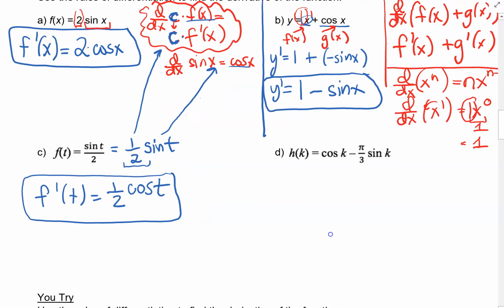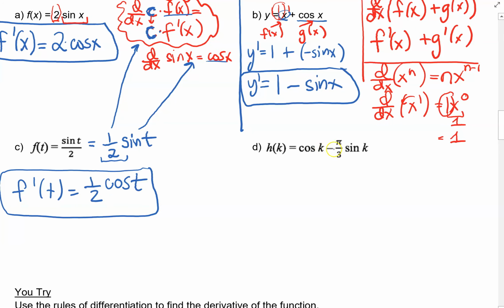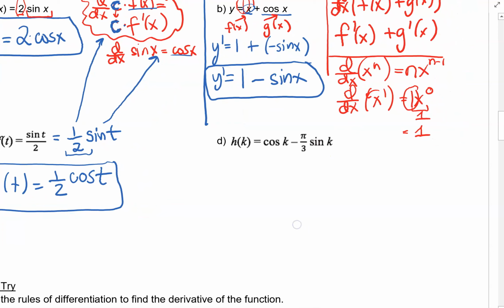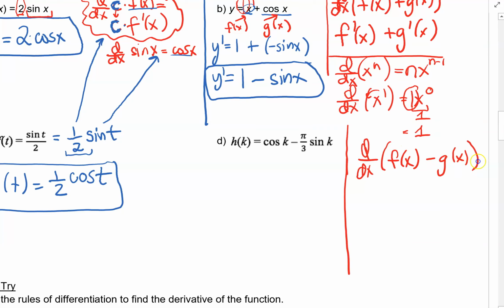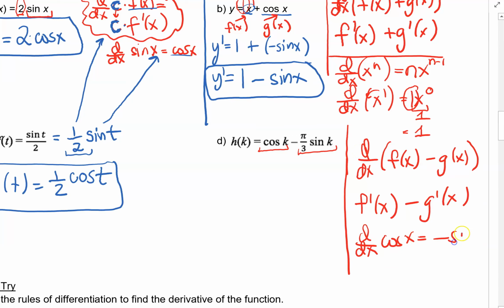And then again, in part D, we see a subtraction between two functions. So we're going to use the difference property of derivatives, which says that if you're taking the derivative of a difference between two functions, so f of x minus g of x, then you can take each derivative separately and subtract them. So that's what we're going to do here. We're going to do the derivative of cosine separately and then minus the derivative of pi over 3 times sine of k separately. Well, we know from earlier that the derivative of cosine is negative sine.